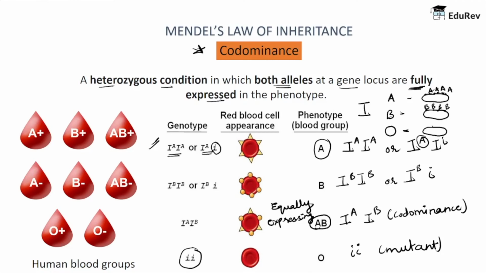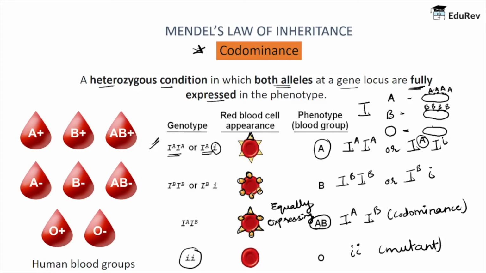Now, if you see the red blood cell appearance in the middle, they have used a triangular shape for antigen A and a circular shape for antigen B. So on this blood, all the triangular shapes show antigen A, and all the circular shapes in this case show antigen B. But in case of codominance, triangular A is also present, circular B is also present. Here also triangular A is present and circular B is present.